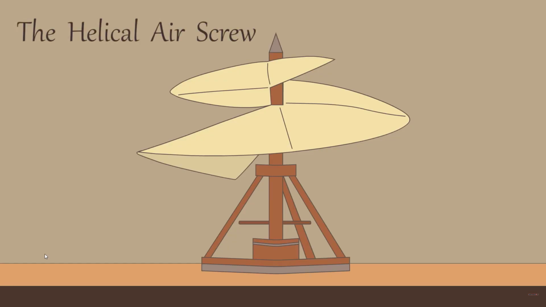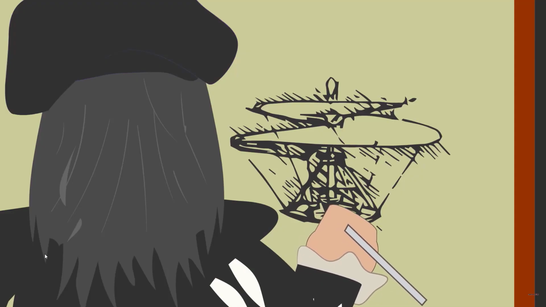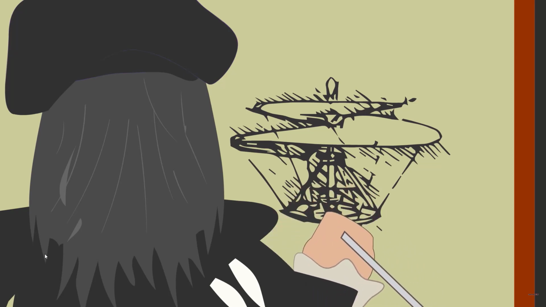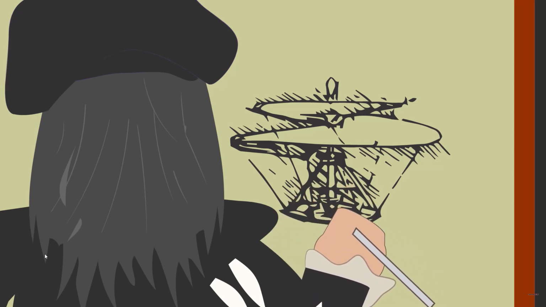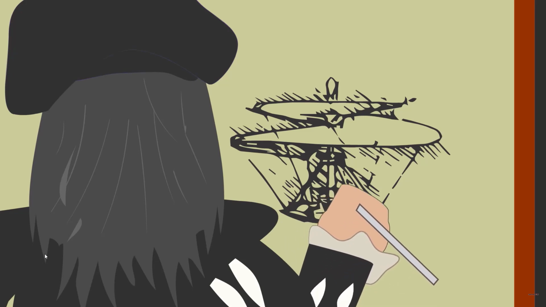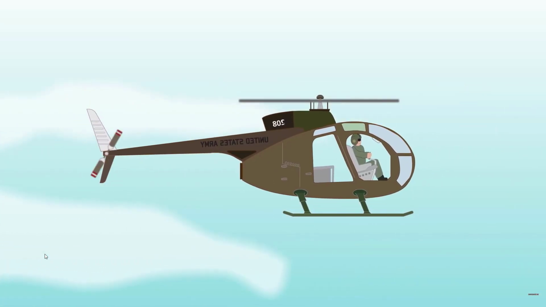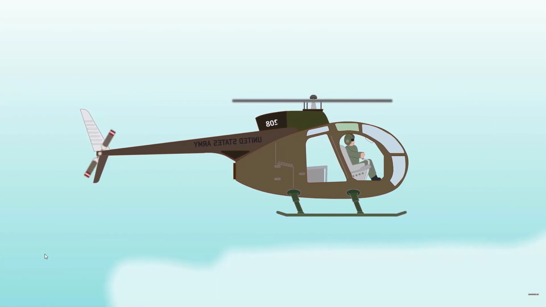The helical air screw. Although the Chinese deserve the credit for first working out the concept of rotary flight, it's Leonardo da Vinci's helical air screw that is usually considered the first attempt at designing a fully operational helicopter. Although the basic principle remains the same, da Vinci's air screw bears little resemblance to what we would recognize as a helicopter today.